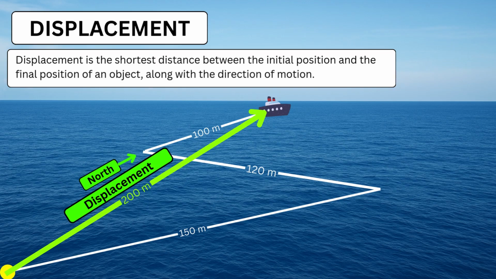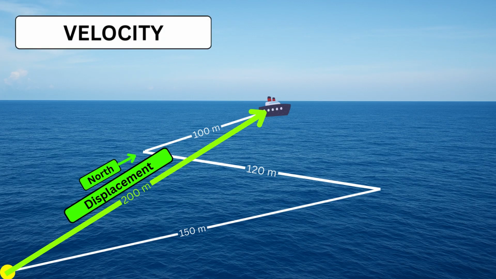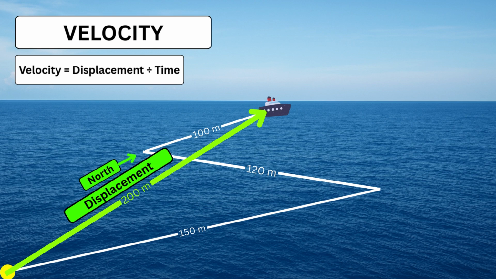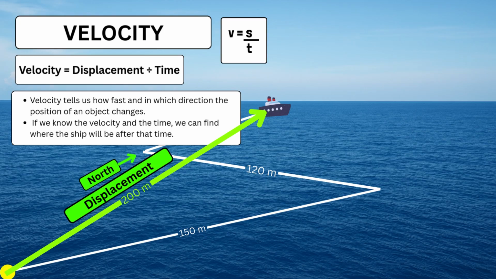Now, when we consider both displacement and time, we get a new quantity called velocity. The formula for velocity is velocity equals displacement divided by time. Velocity tells us how fast and in which direction the position of an object changes. So if we know the velocity of the ship and the time it's been moving, we can find out where the ship will be after that time. That's why velocity is more meaningful than speed. It not only tells us how fast something moves, but also helps us determine its position and direction.